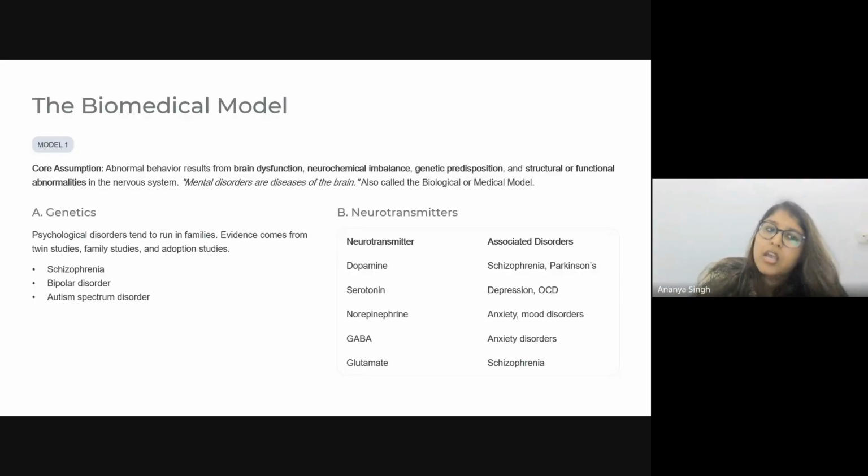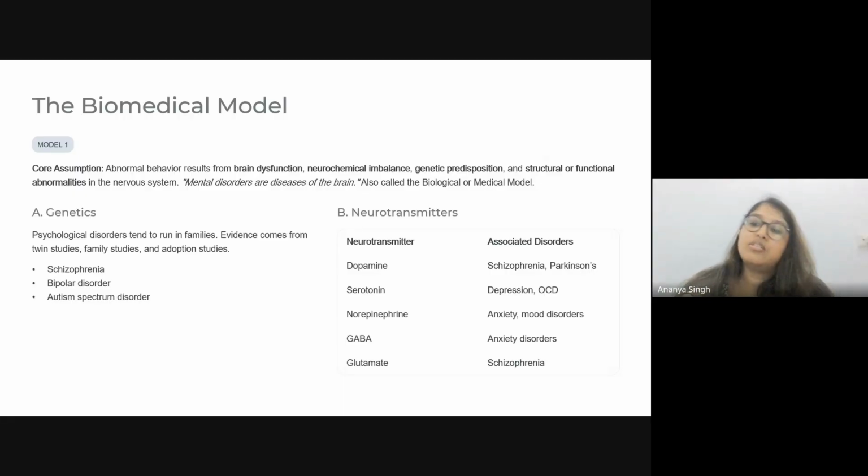Yeah. So first we come to genetics. Psychological disorders do tend to run in families, mainly schizophrenia, bipolar, and OCD, but also other disorders, mood disorders and anxiety disorders, and personality traits. I wouldn't say disorders, but traits. They do run in the family, right? And evidence has come from twin studies.